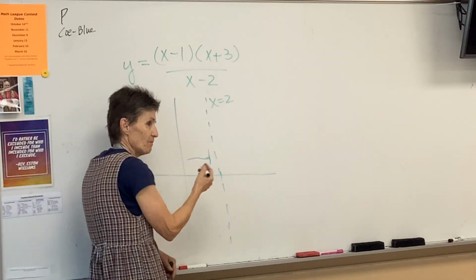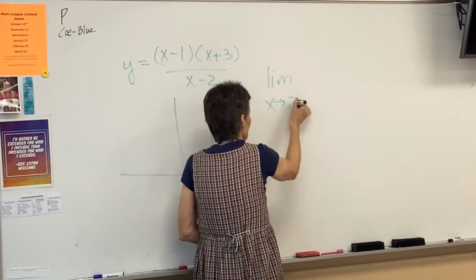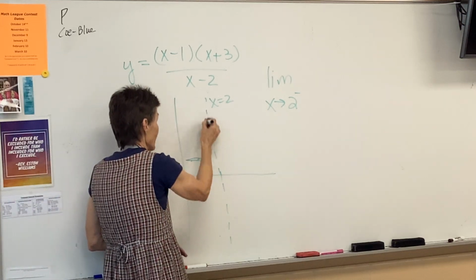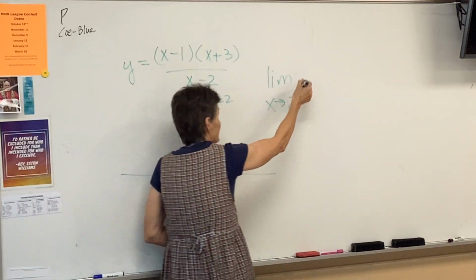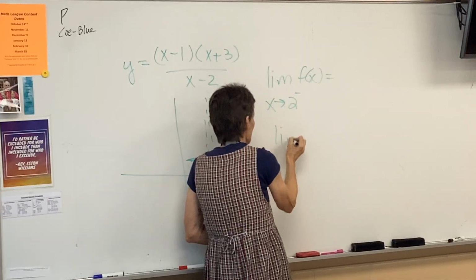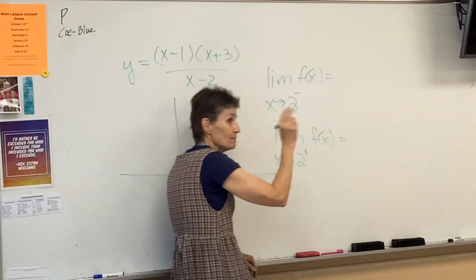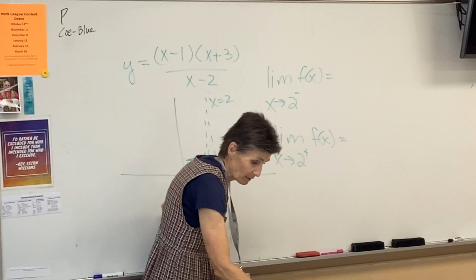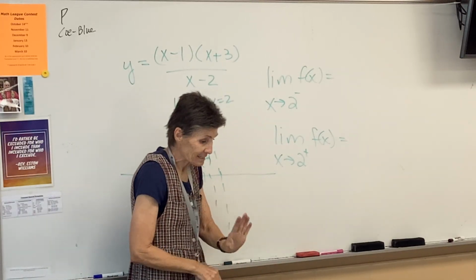So your job is to figure out, as I approach 2 from the left, am I going to be going up or going down? That's going to be the answer to the question, either positive infinity or negative infinity. Then you're going to figure out what's happening as you come in from the right, positive infinity or negative infinity. All right, so take a few minutes and work on A, B, and C here, and see if you can find your limit statements as x approaches 2.